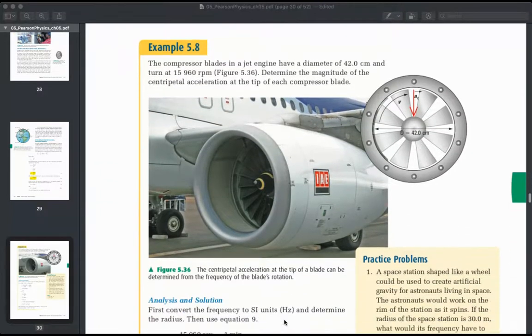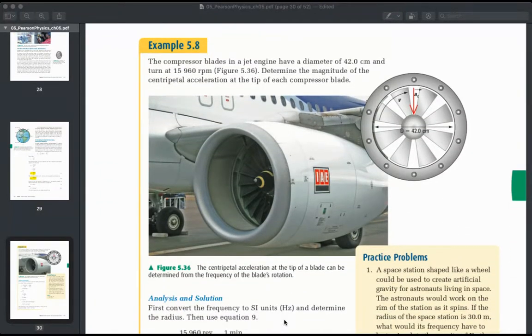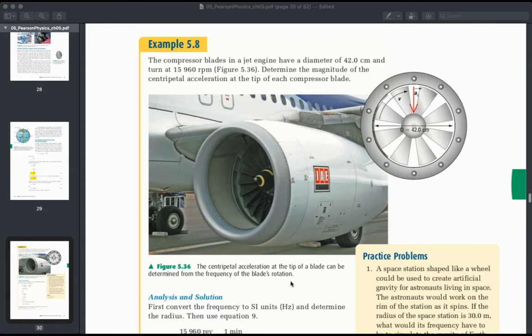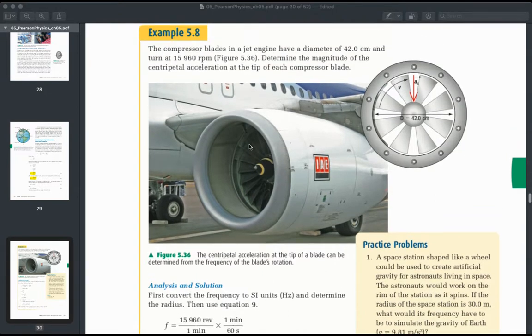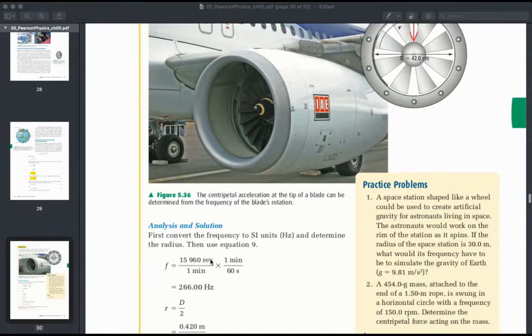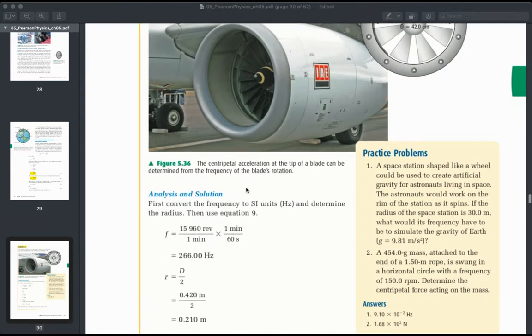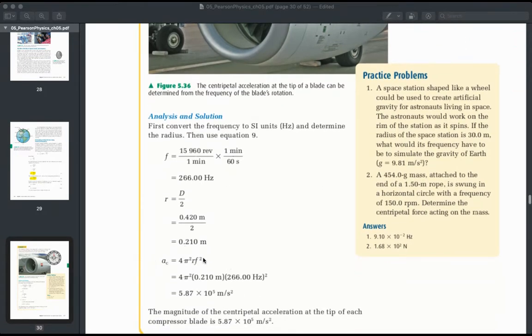So here's an example. The compressor blades in a jet engine have a diameter of 42 centimeters and turn at 15,960 revolutions per minute. Determine the magnitude of the acceleration at the tip of each compressor blade. All right, so with this revolutions per minute, we've got to remember to divide by 60 to get revolutions per second. And we find that the frequency is 266 revolutions per second, or 266 hertz. Then we remember, oh yeah, we have a formula. We just talked about it, a formula for acceleration.